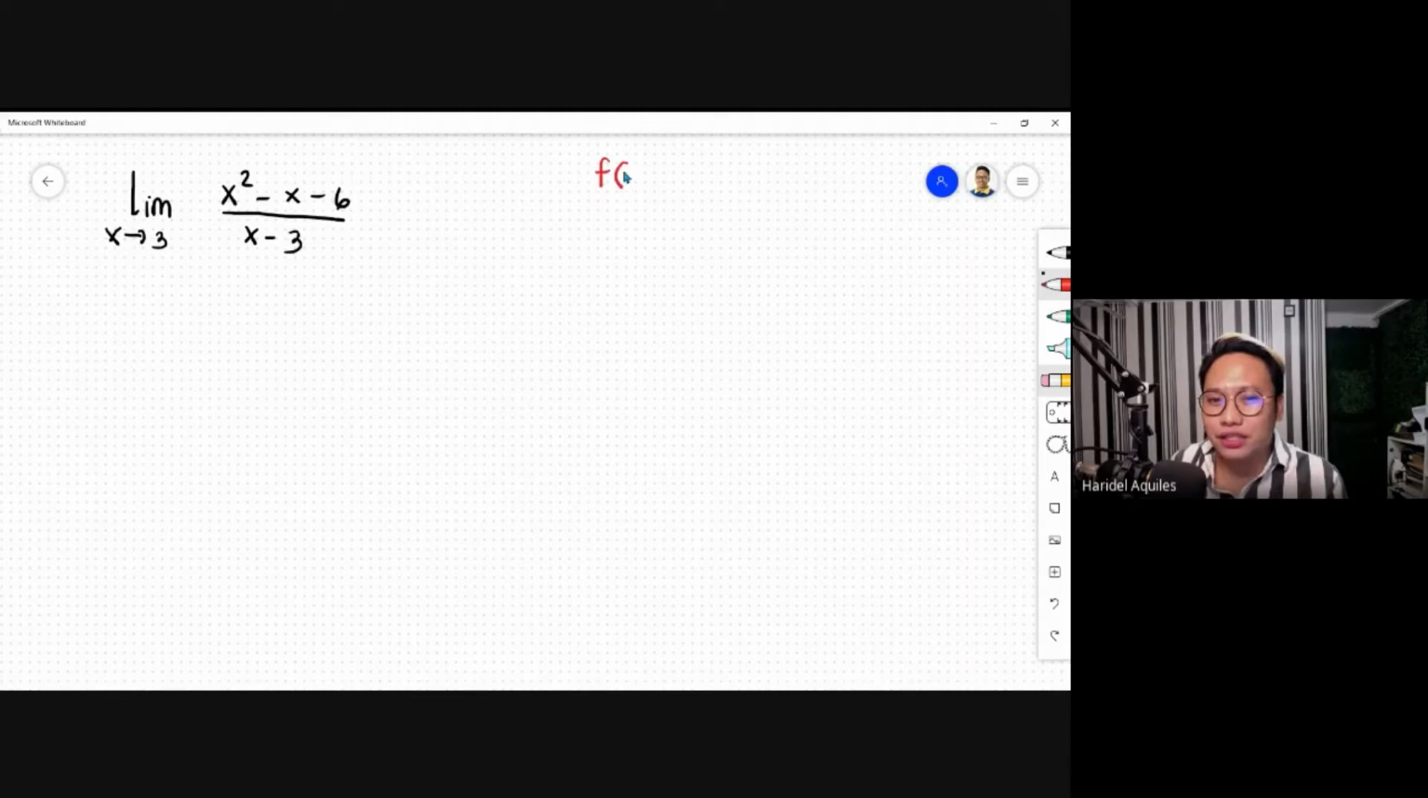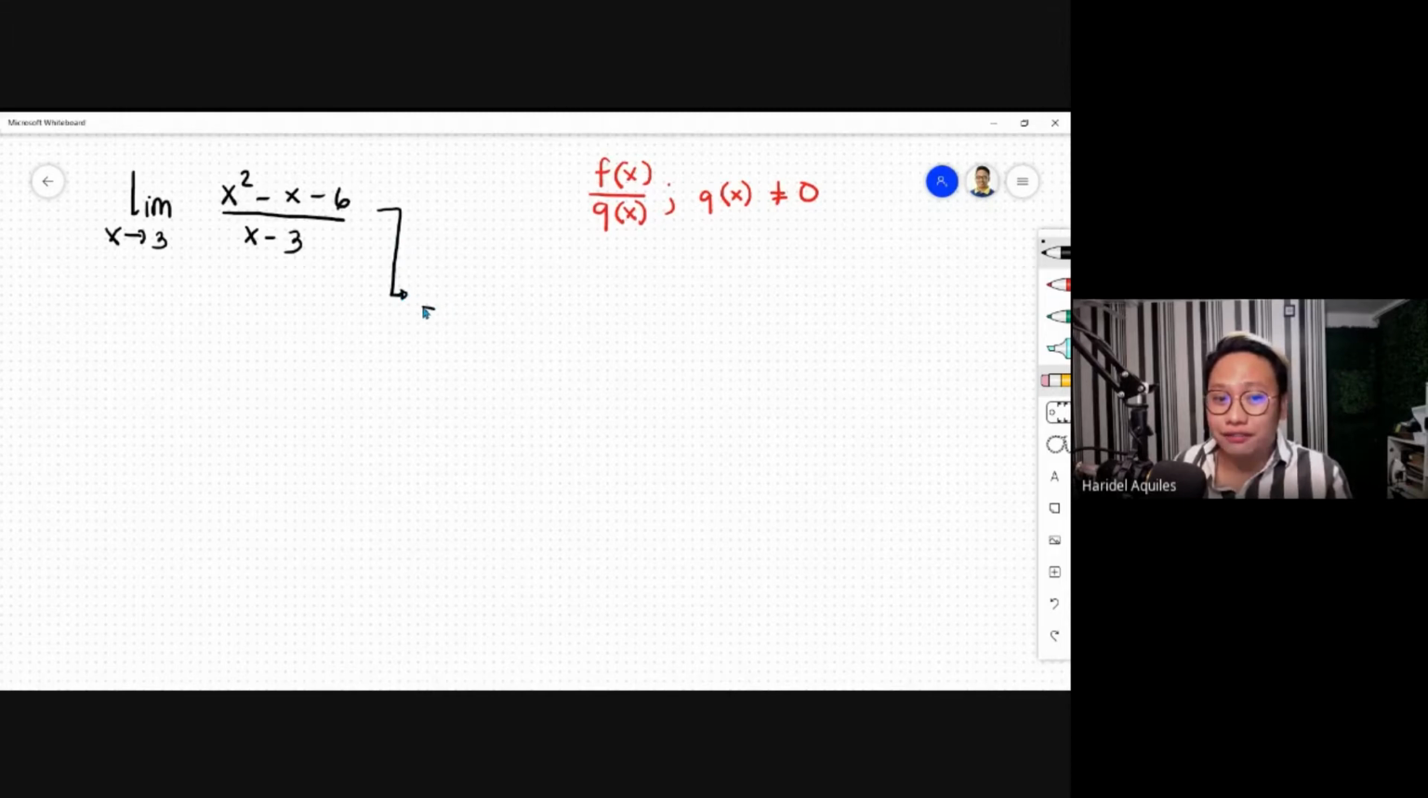Remember that rational functions are of the form p of x over q of x, where q of x should never be equal to 0. Okay, because if it will be 0, it will be undefined. So how do we go about solving this case here? First is you need to examine the limit function or the function itself. We can see that the numerator can be factored. How? This is how we do it.